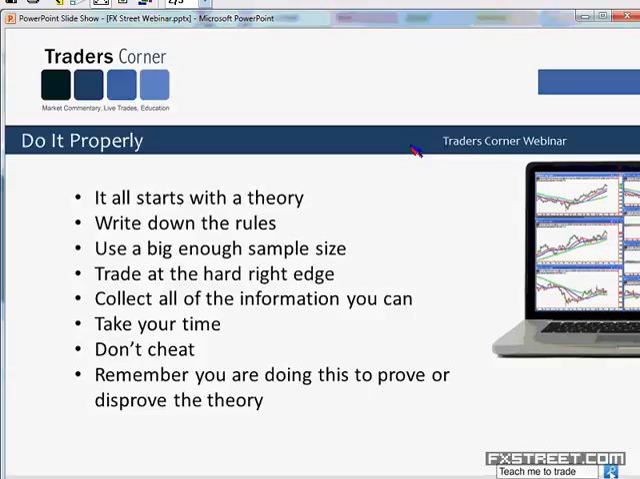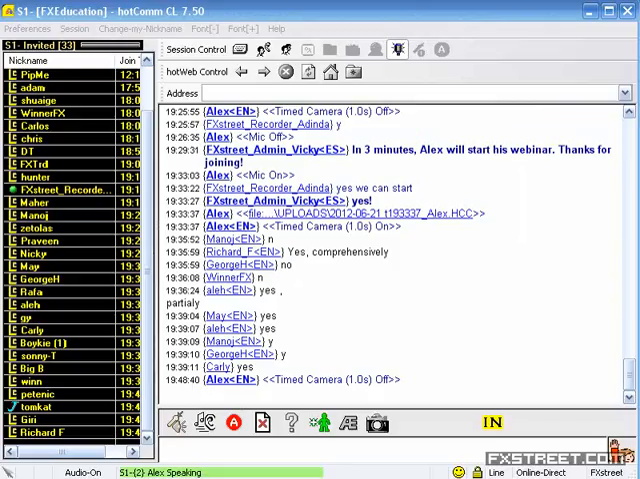Trade at the hard right edge of the screen. What do I mean by that? Let me take you to a chart at the moment so that I can show you exactly what I mean. I'm going to exit that. Let's go to a chart.